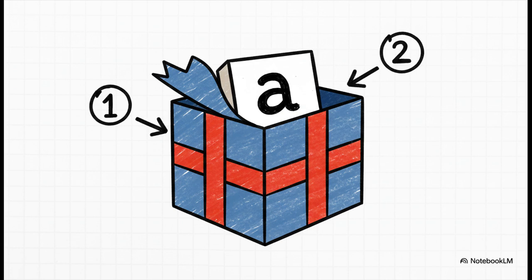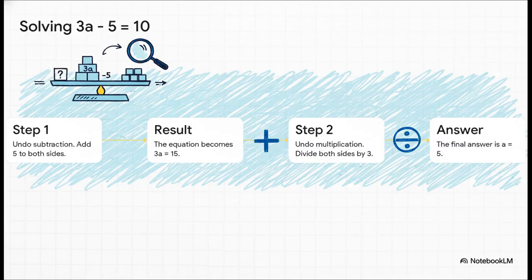Think about it like unwrapping a present. You have to take off the bow and the ribbon first, right? In algebra, you always undo the addition or subtraction first before you deal with the multiplication or division. So following that pro tip, we're going to deal with that -5 first. What's the inverse? Adding 5. So we add 5 to both sides. That leaves us with 3a equals 15.